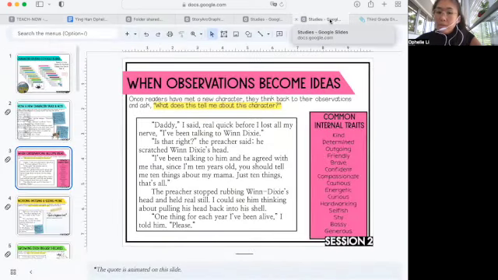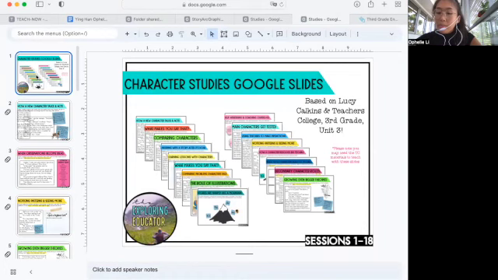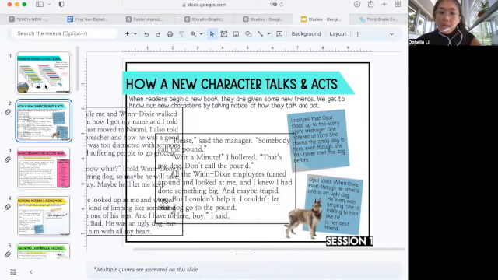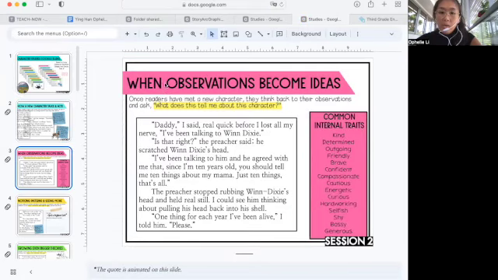After The Tale of Despereaux, we would move on to Edward Tulane, which is by the same author, and we will also be discussing the same standards and big ideas. So we are doing character studies on how observations can become ideas. For example, once readers have met a new character, they need to think back to their observations and ask, what does this tell me about this character?